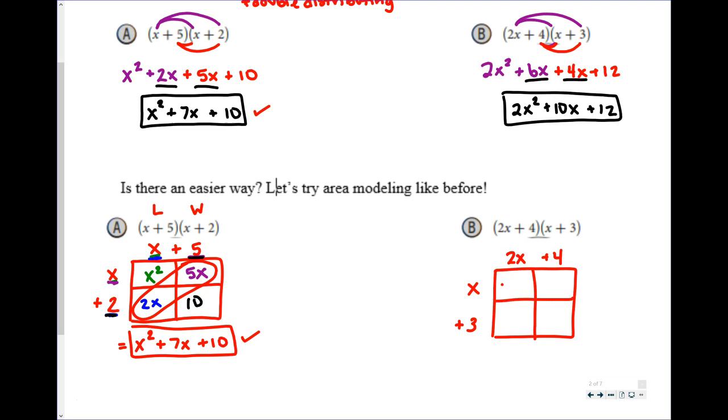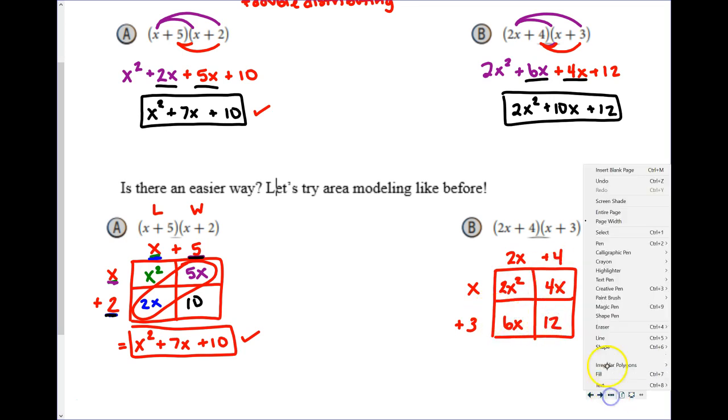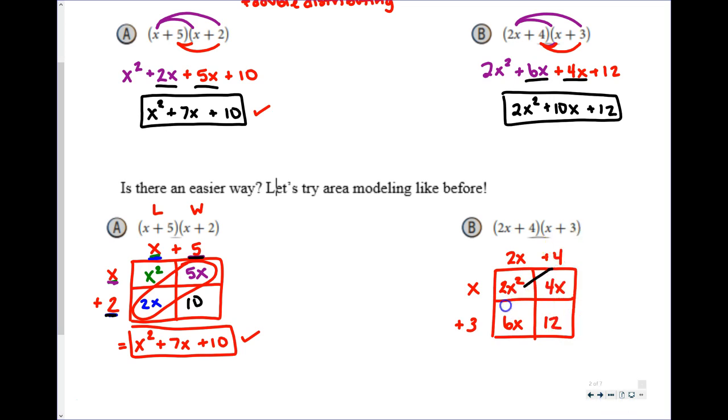Okay, 2x times x is 2x squared. 4 times x is 4x. 2x times 3 is 6x, and 4 times 3 is 12. Now when I write my final answer, I'm going to combine like terms. These are my like terms, so my final answer is going to be 2x squared, 6 plus 4 is 10, so plus 10x, and then plus 12. Still the same answer I got when I distributed, but my work is a little more organized this way.